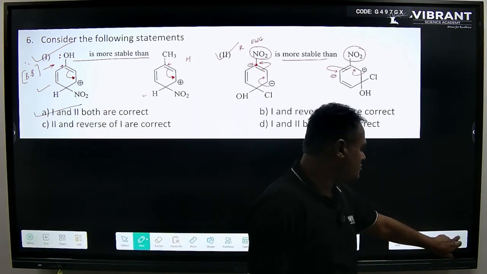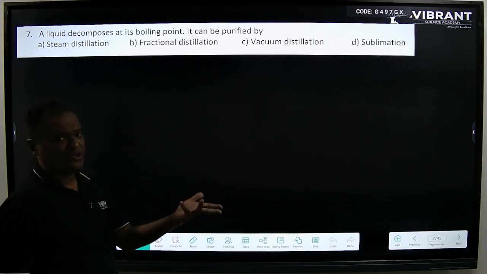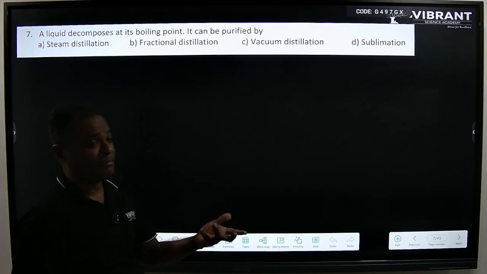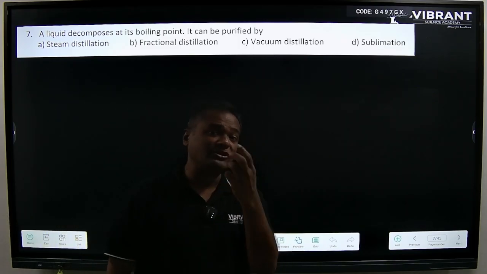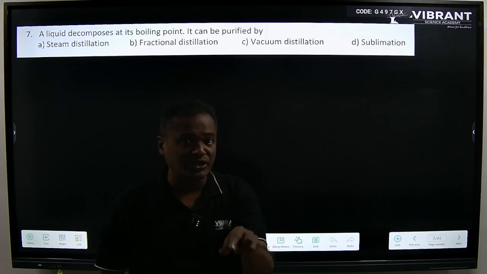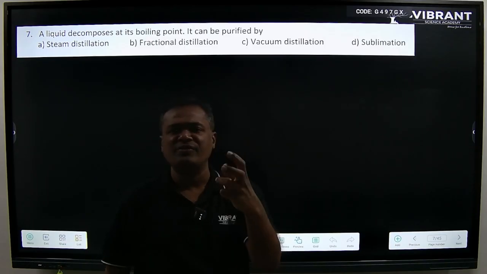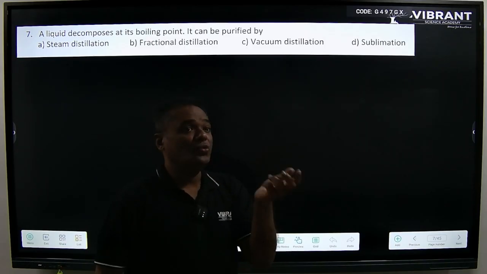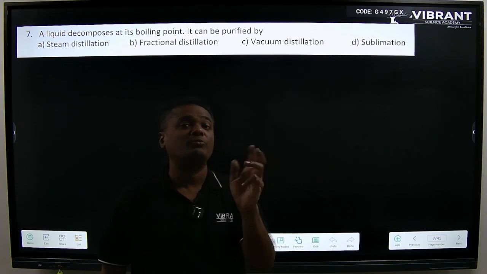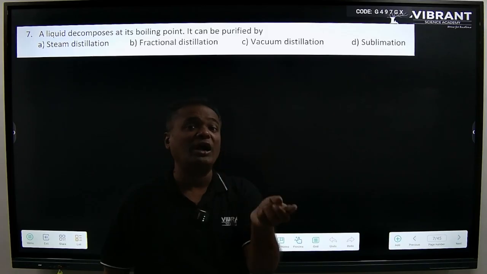Let us proceed with the next question, child. Now, they have given one very factual question based on NCERT, and it is based on the chapter Practical Organic Chemistry, on separation techniques, and the topic is distillation. Under distillation, you have one subtopic called vacuum distillation. Now, what is vacuum distillation basically? Whenever certain liquids are vaporized to their boiling point, and suppose they decompose at their boiling point, then you can't carry out that method.